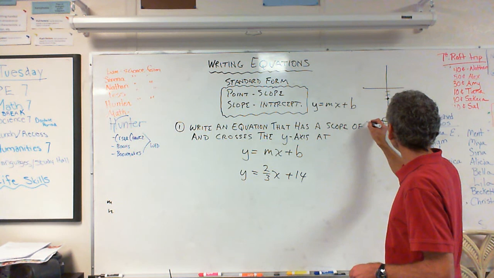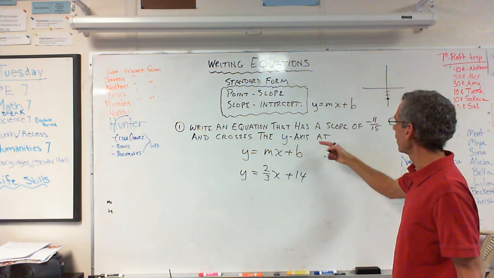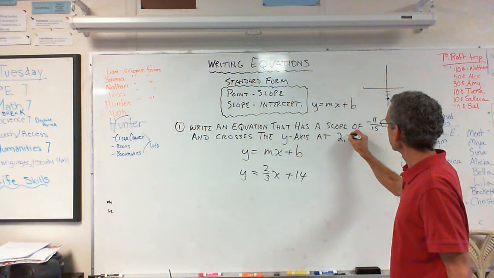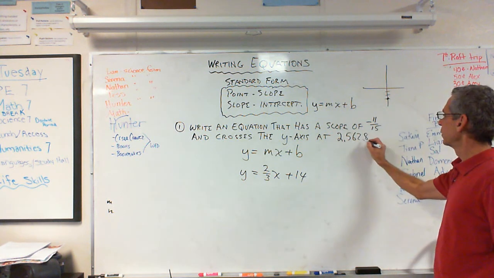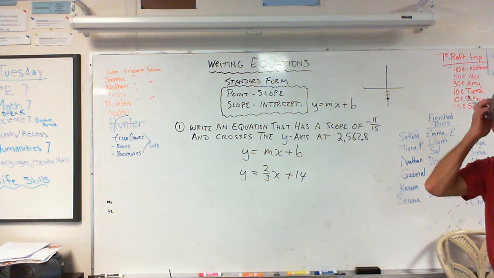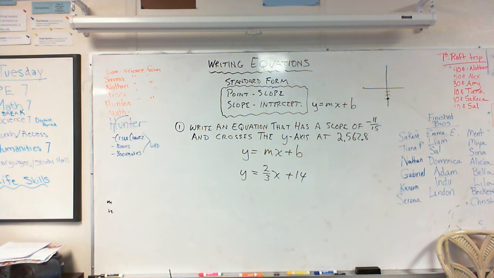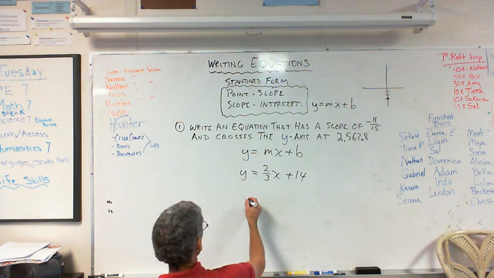A slope of -11/15, and it has a y-intercept of 2,562.8. Yes, I can't even write that. So what is my equation? Got it. All right, Indu, what is it?